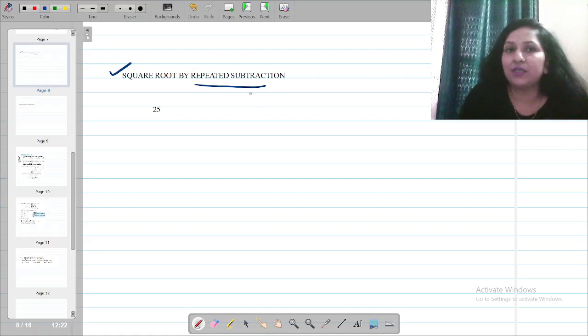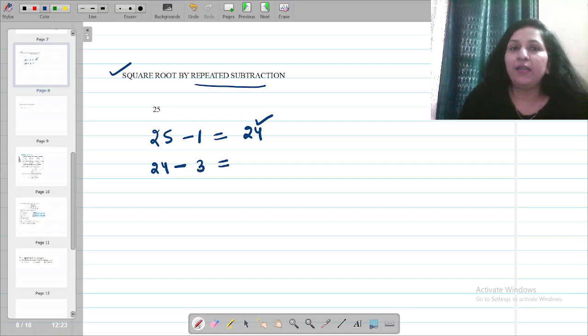ठीक है, ये आप याद रखना. Repeated subtraction of consecutive odd numbers only we take. 25 we are starting with, which is the first odd number. It is 1. So 25 minus 1, it is 24. ठीक है, continue with this number now. 24 minus, which is the next odd number after 1, it is 3. So 24 minus 3 is 21.